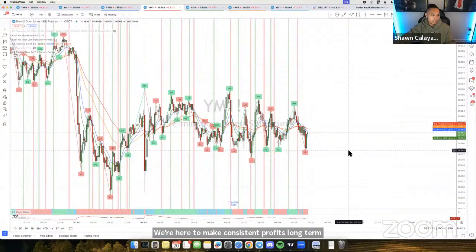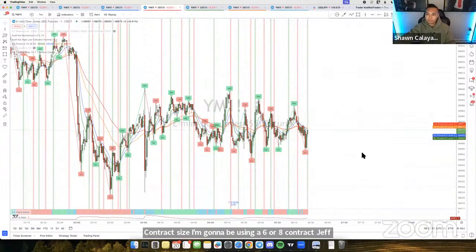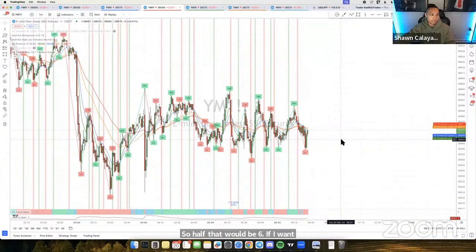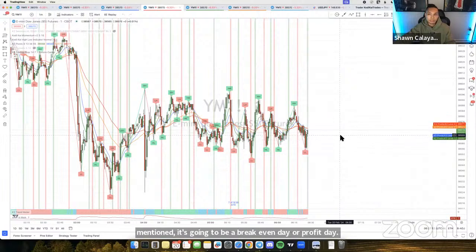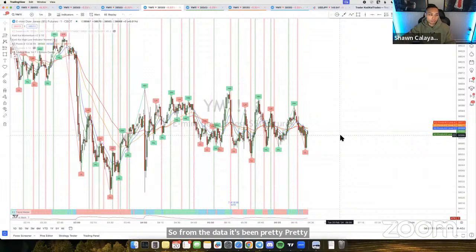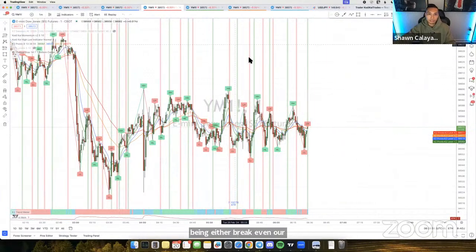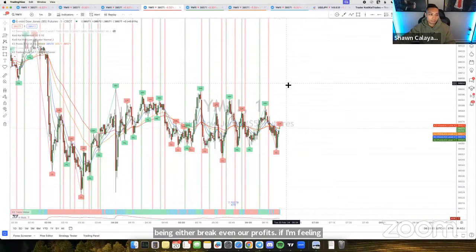Contract size, I'm going to be using a 6 or 8 contract, Jeff, because I typically use a 12. So half of that would be 6. If I want to increase a little bit, I might go 8, because like I mentioned, it's going to be a break-even day or a profit day. From the data, it's been pretty great with it being either break-even or profit. So if I'm feeling like the day's looking good, I'll probably go for 8. If I just want to stick to where I'm going, 6. And if I want to be conservative, I'll do 5. So if you want to be conservative, use 5 contracts per trade.